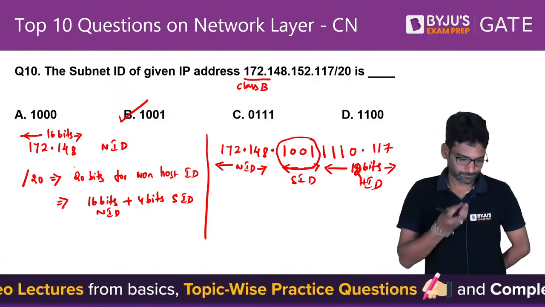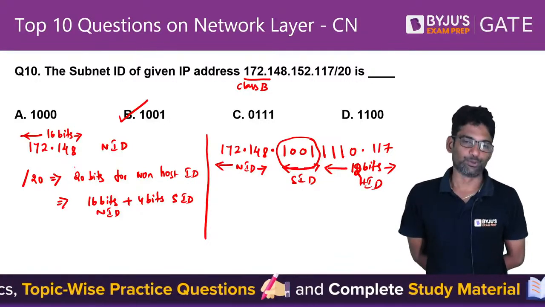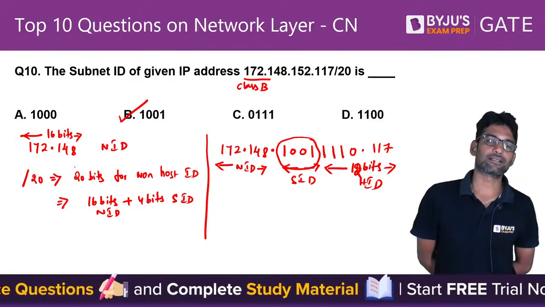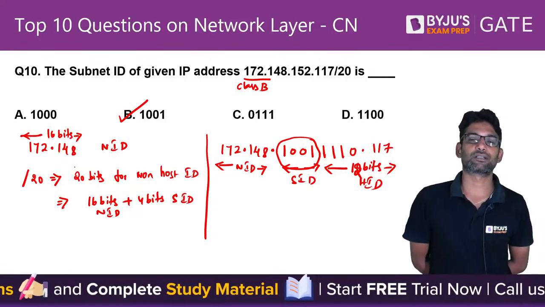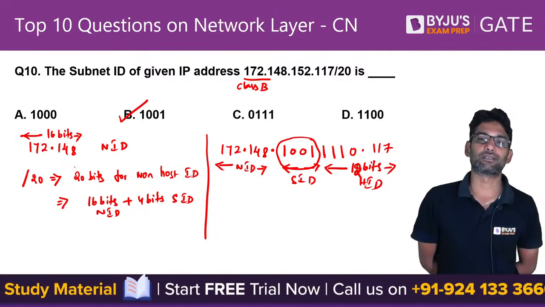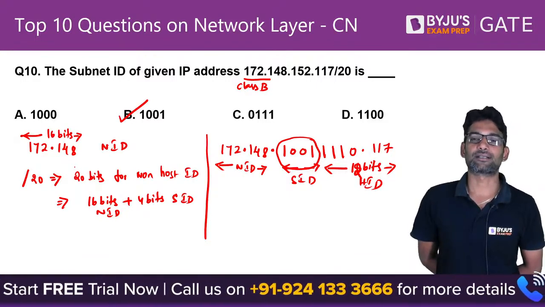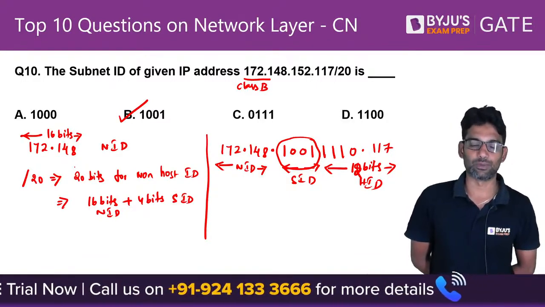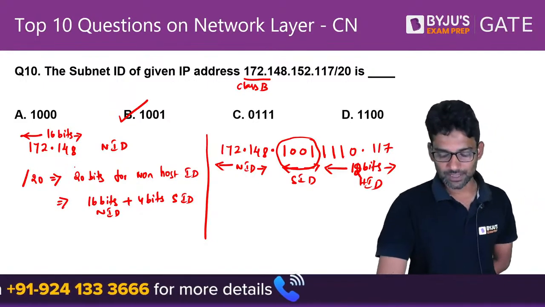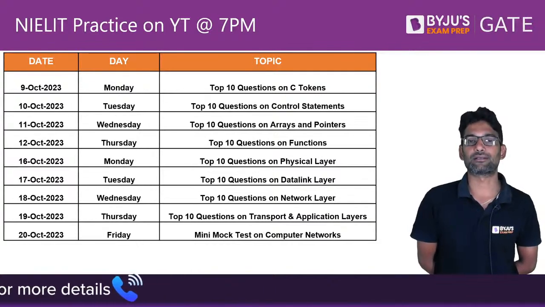Yes, because it is given in CIDR notation, Shubham, you can understand, right? Classless for subnetting. For network classification or for network ID, class restriction will be there always. Okay, so these are the top 10 questions of network layer, I can say, at NIELIT level.